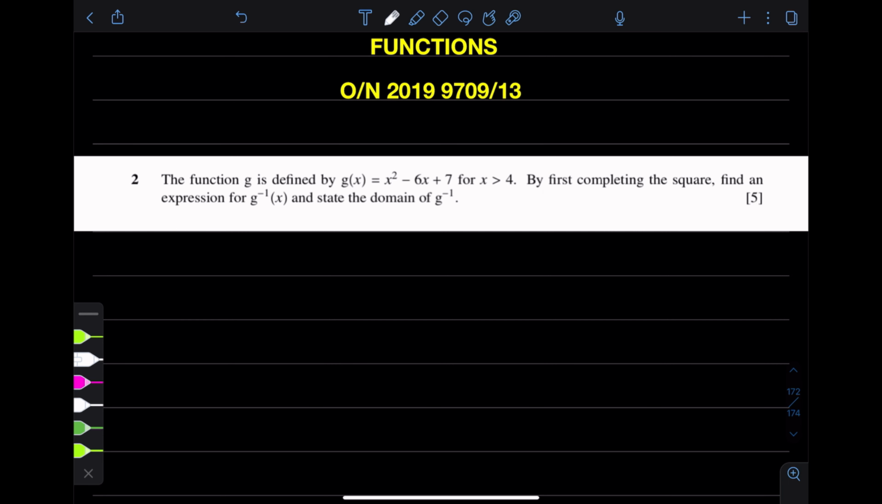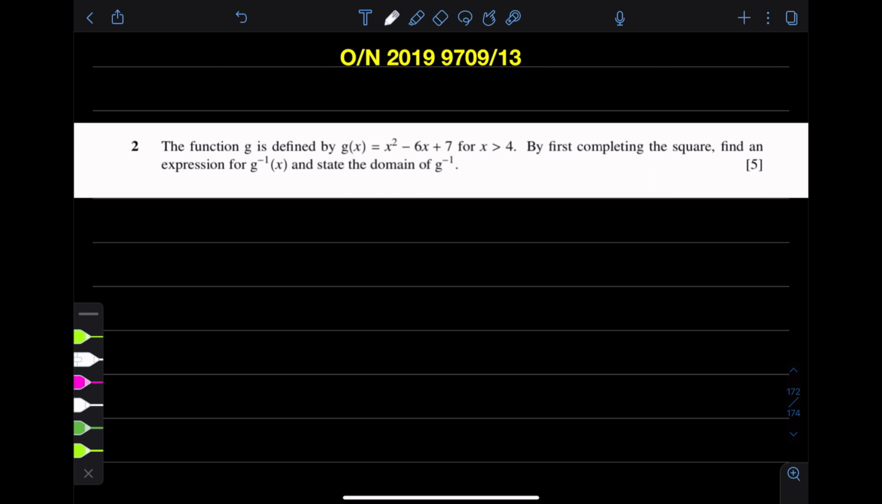Question number 2. The function g is defined by g(x) = x² − 6x + 7 for x > 4. This is a quadratic function. The domain of this function is x > 4. By first completing the square, find an expression for g⁻¹(x) and state the domain of g⁻¹.